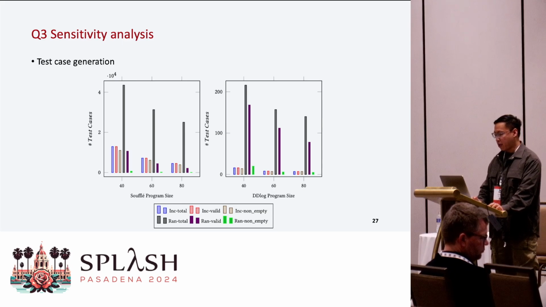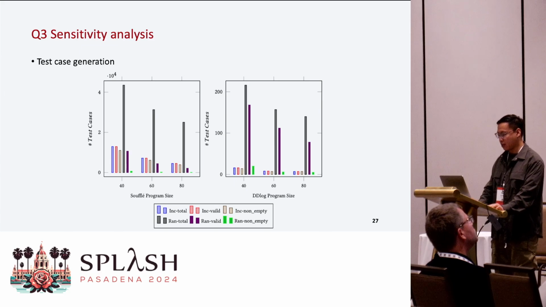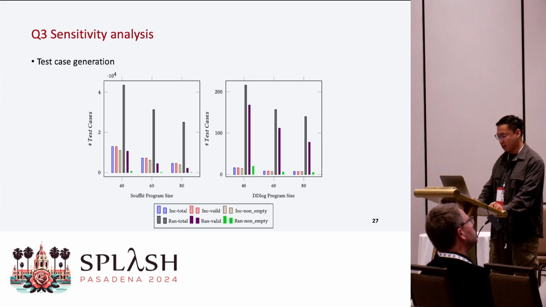We have 3 metrics. The first is the total number of test cases generated by these 2 approaches. And the second is the total number of valid test cases. The last is the total number of test cases with non-empty results. We found that while the random method always generates more test cases, our incremental approach always produces more valid test cases on Soufflé and more test cases with non-empty results on DDlog.